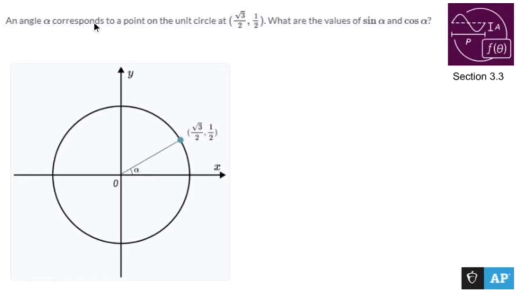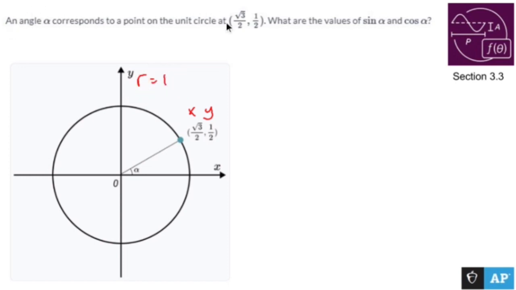An angle alpha corresponds to a point on the unit circle, root 3 over 2, 1/2. What are the values of sine alpha and cos alpha? All right, well, we have this point right here. Let's label u, x, and y. If this is the unit circle, we can assume that the radius is 1.